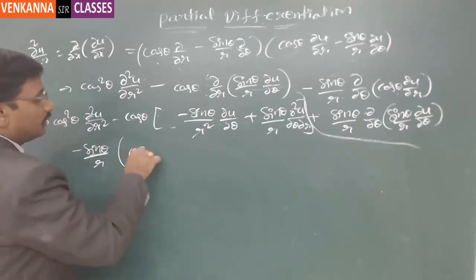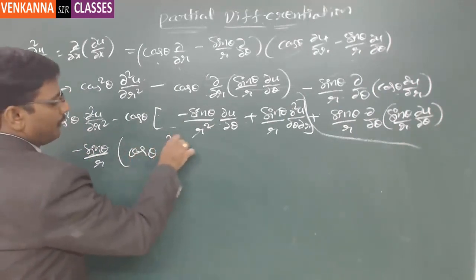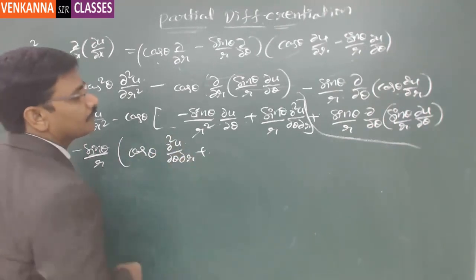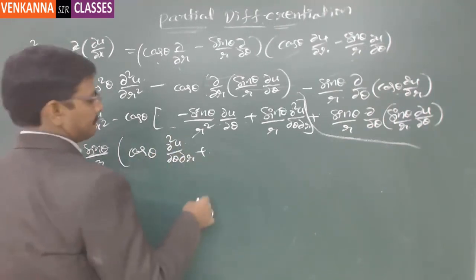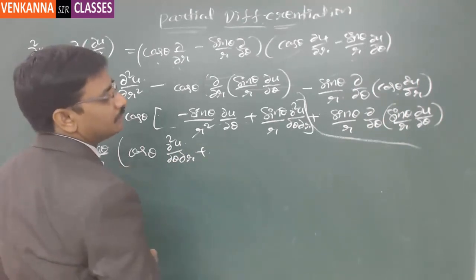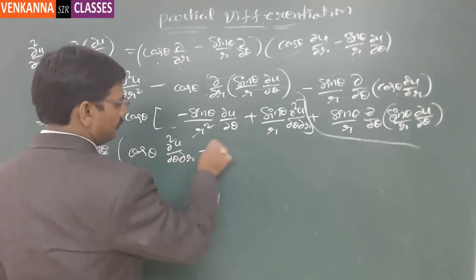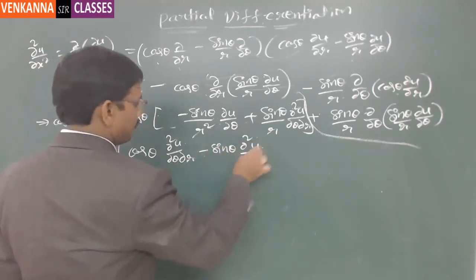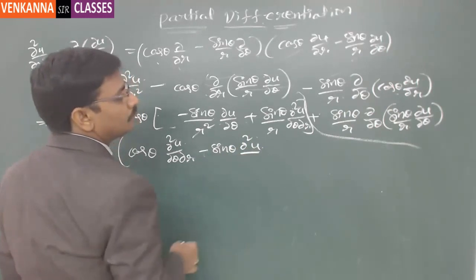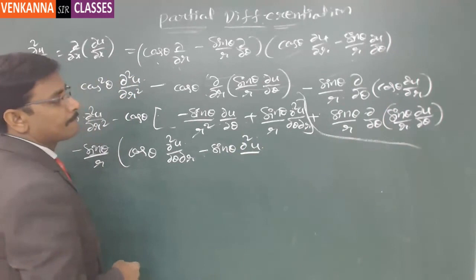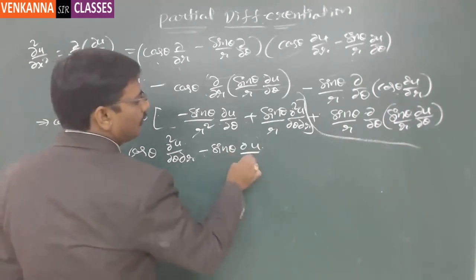So cos theta into dou square u by dou theta dou r plus dou u by dou r into derivative of cos theta, which will be minus sin theta. So minus sin theta into dou square u by dou r square, dou u by dou r.